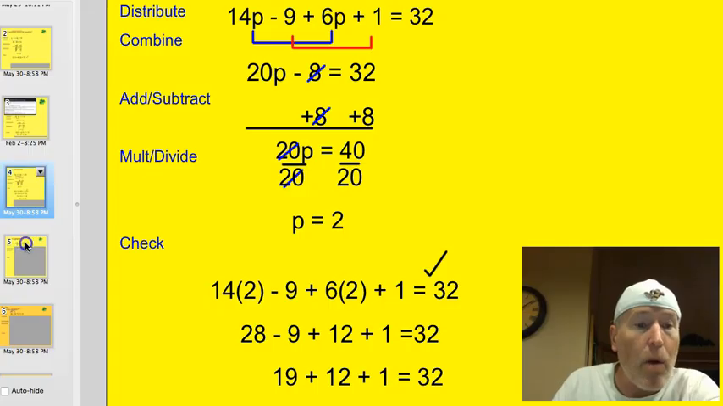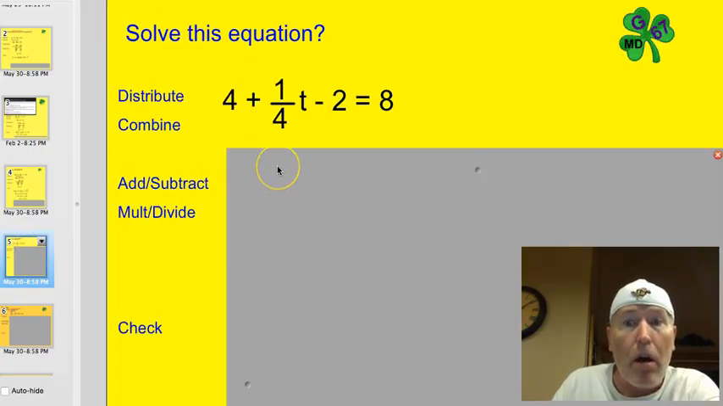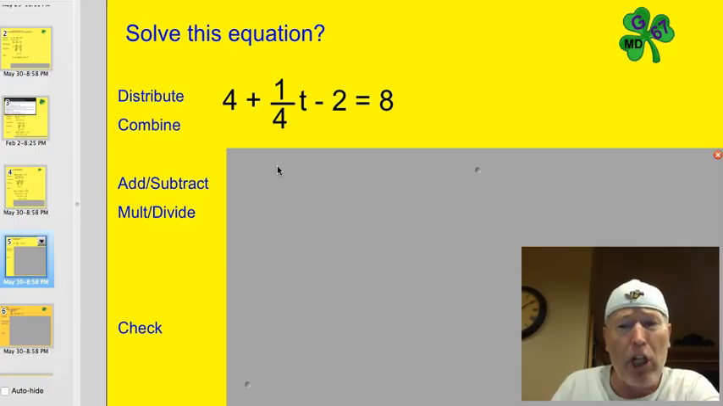Let's take a look at one more before I cut you loose. Oh no, division. Everybody hates division. I don't even like it. We can do this. It's no problem. Let's just follow the steps. Do we have the distributive property here? No, no distributive property. Do we have to combine anything?